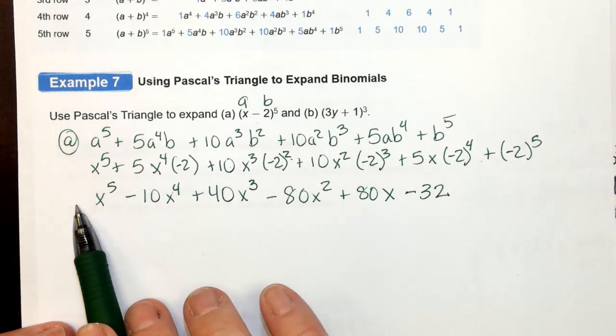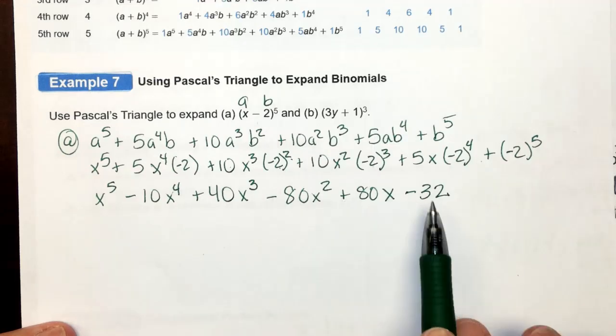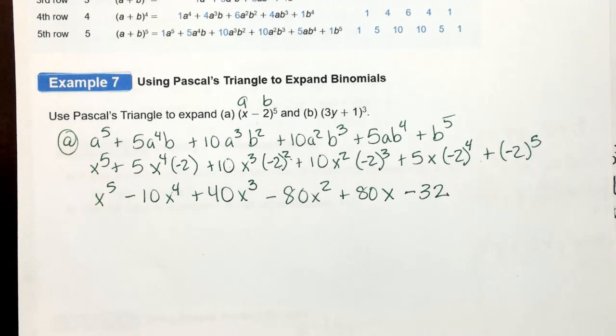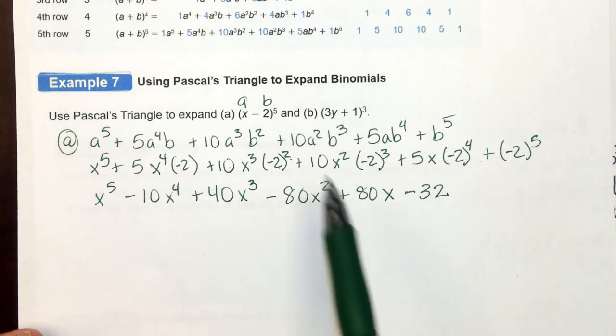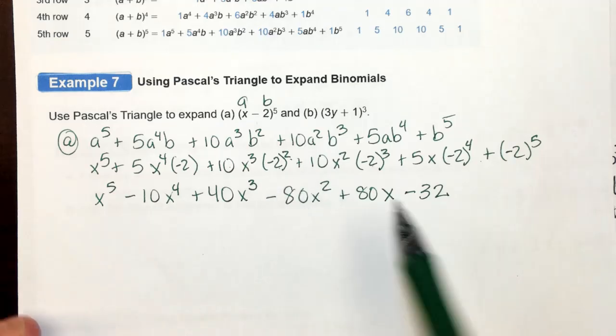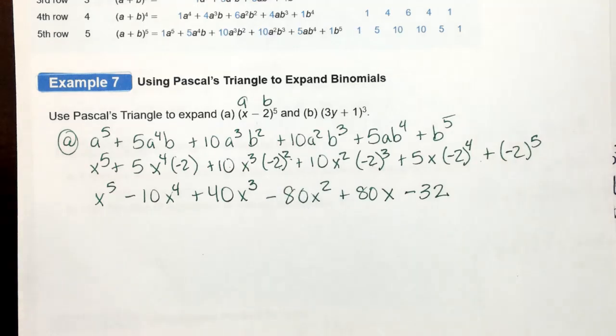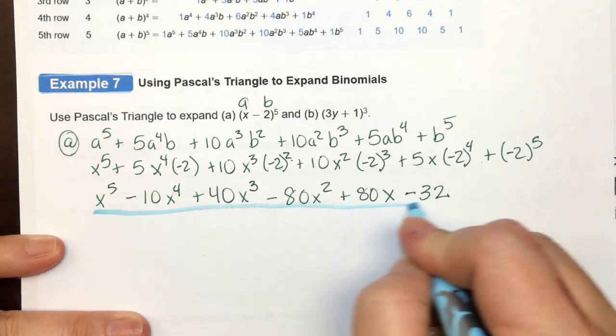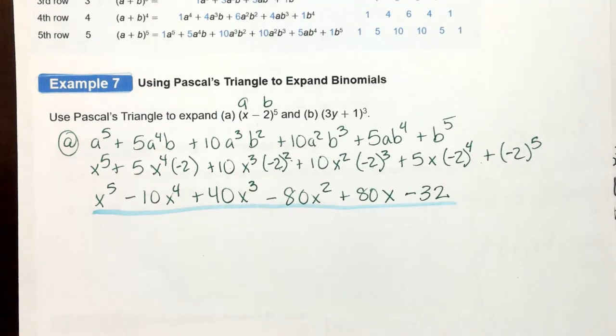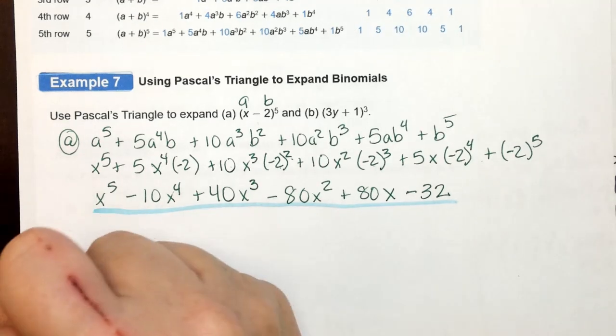Notice that it goes positive, negative, positive, negative, positive, negative. So if you don't want to use the negatives in your answer, just know that every other sign becomes negative. And this is your answer. Yes, this was awful, but if you multiplied x minus 2 times itself 5 times, that would be more awful.